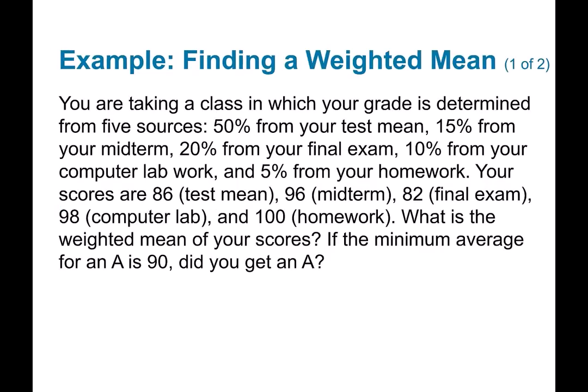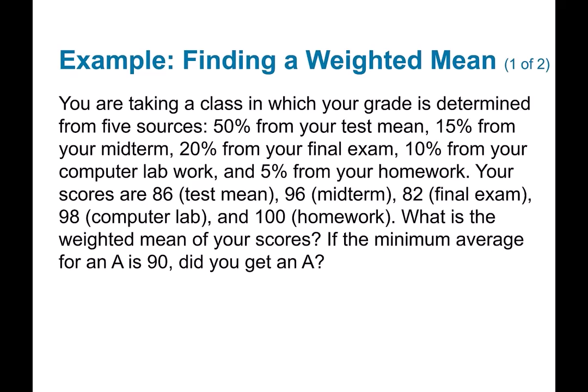You're taking a class where you get your grade from 5 different sources. 50% comes from your test average, 15% from your midterm, 20% from your final, 10% from computer lab work, and 5% from your homework. Your scores are listed below. You got an 86 test average, a 96 midterm grade, an 82 final exam, 98 on the computer lab, and 100 on the homework. So what is the weighted mean of your scores? And if the minimum grade is an A, do you get the A or not?